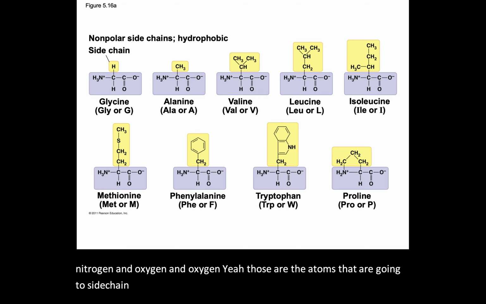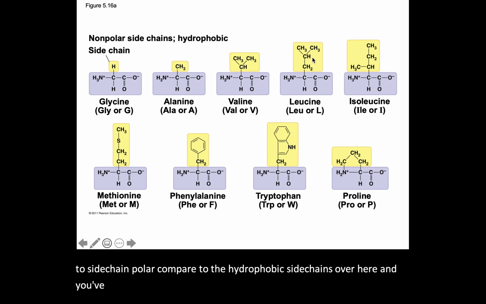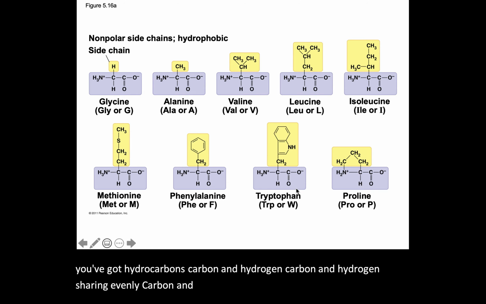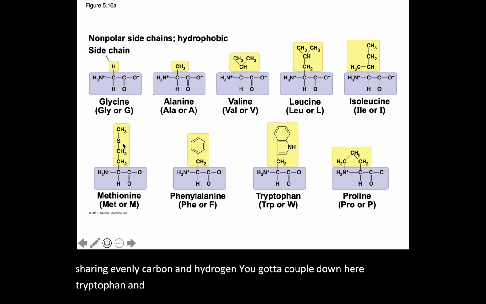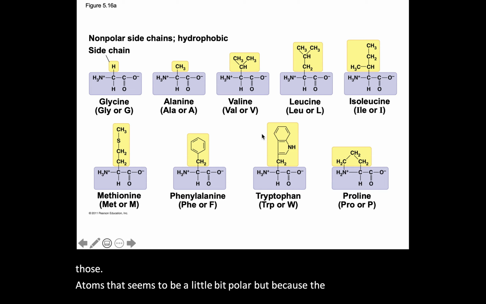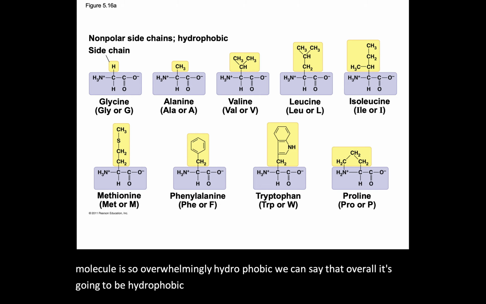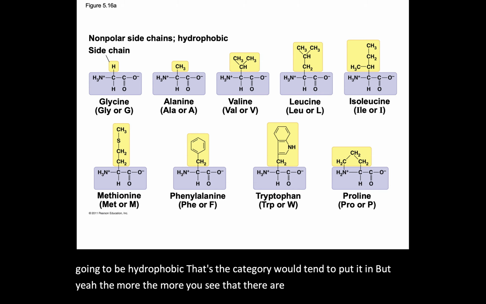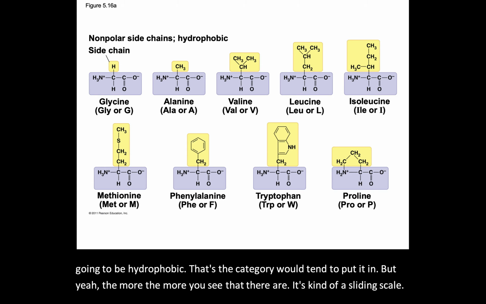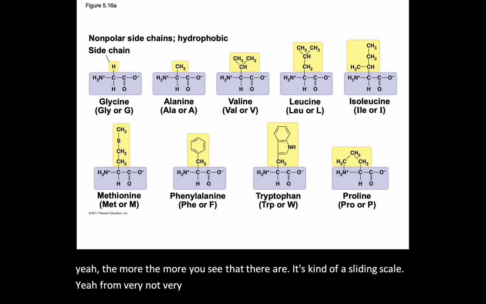Compare that to the hydrophobic side chains over here, and you've got hydrocarbons: carbon and hydrogen, sharing evenly. You've got a couple down here, tryptophan and methionine, where there's one of those atoms that seems to be a little bit polar, but because the rest of the molecule is so overwhelmingly hydrophobic, we can say that overall it's going to be hydrophobic. That's the category we would tend to put it in. But the more you know, the more you see that it's kind of a sliding scale, from very hydrophobic to not very hydrophobic, very polar to not very polar.